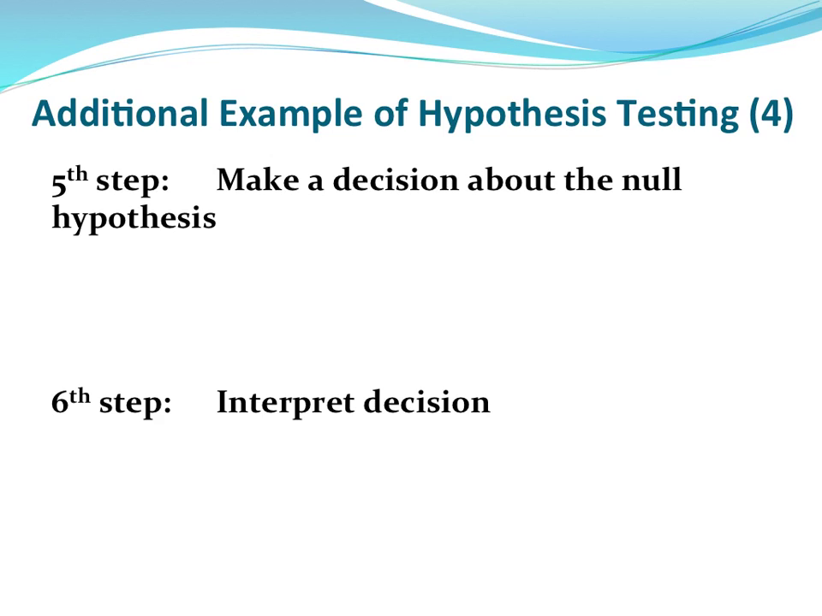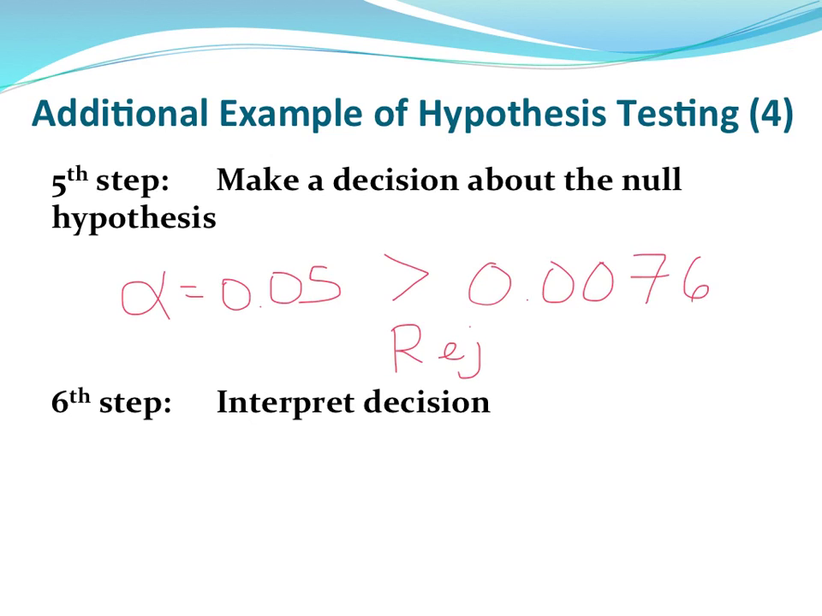We can make a decision about the null by comparing our p-value to our chosen alpha level. For our example, our alpha level was 0.05. Since our p-value of 0.0076 is less than 0.05, we will reject the null hypothesis. This would indicate that results of the test are statistically significant.